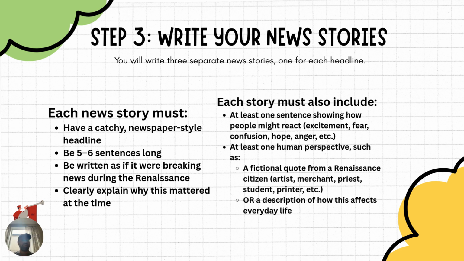That's the story itself. It needs to be written from that perspective, written as if it were breaking news, not from a historical perspective. Does that make sense? So yes, it will have happened, but no, it won't have happened 1,000 years ago. Clearly explain why this mattered at the time. So each story must include at least one sentence showing how people might react. So, like excitement, fear, confusion, hope, anger. How are the people going to react? And at least one human perspective has to be included.